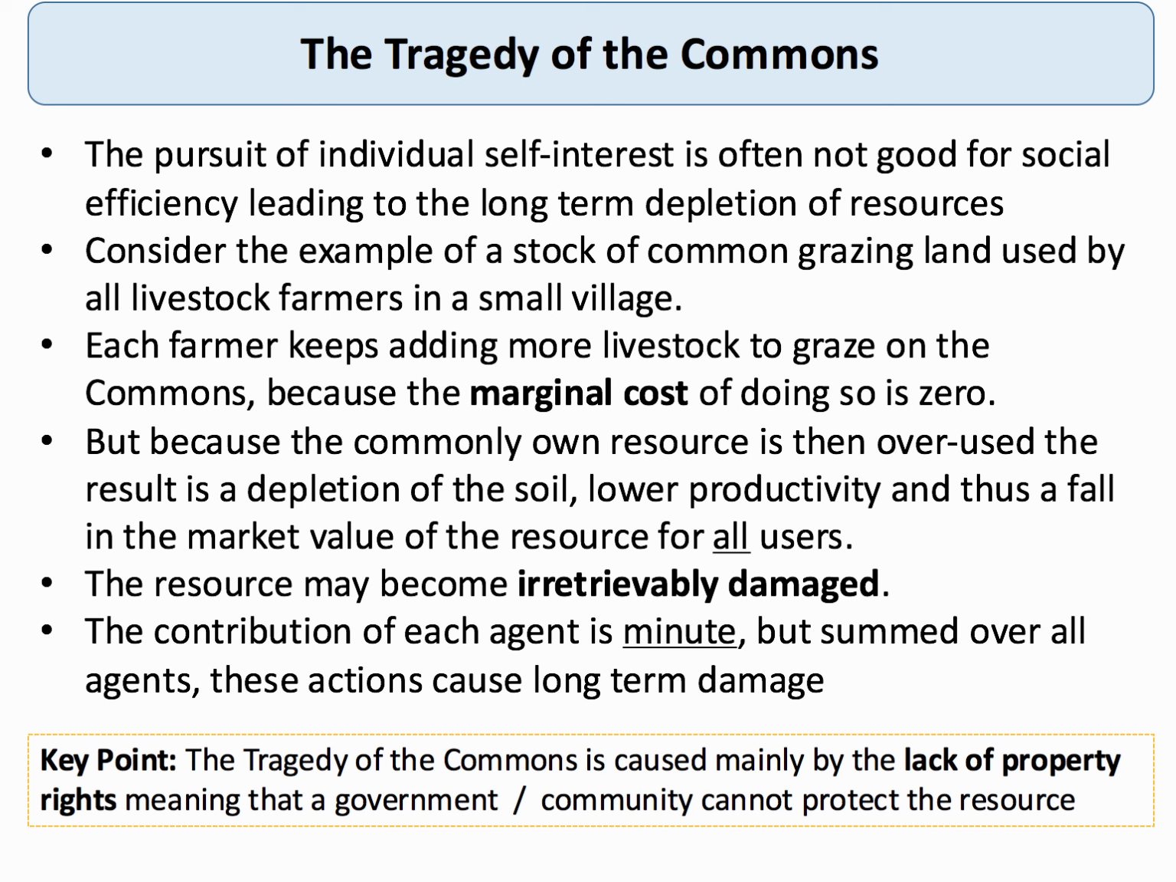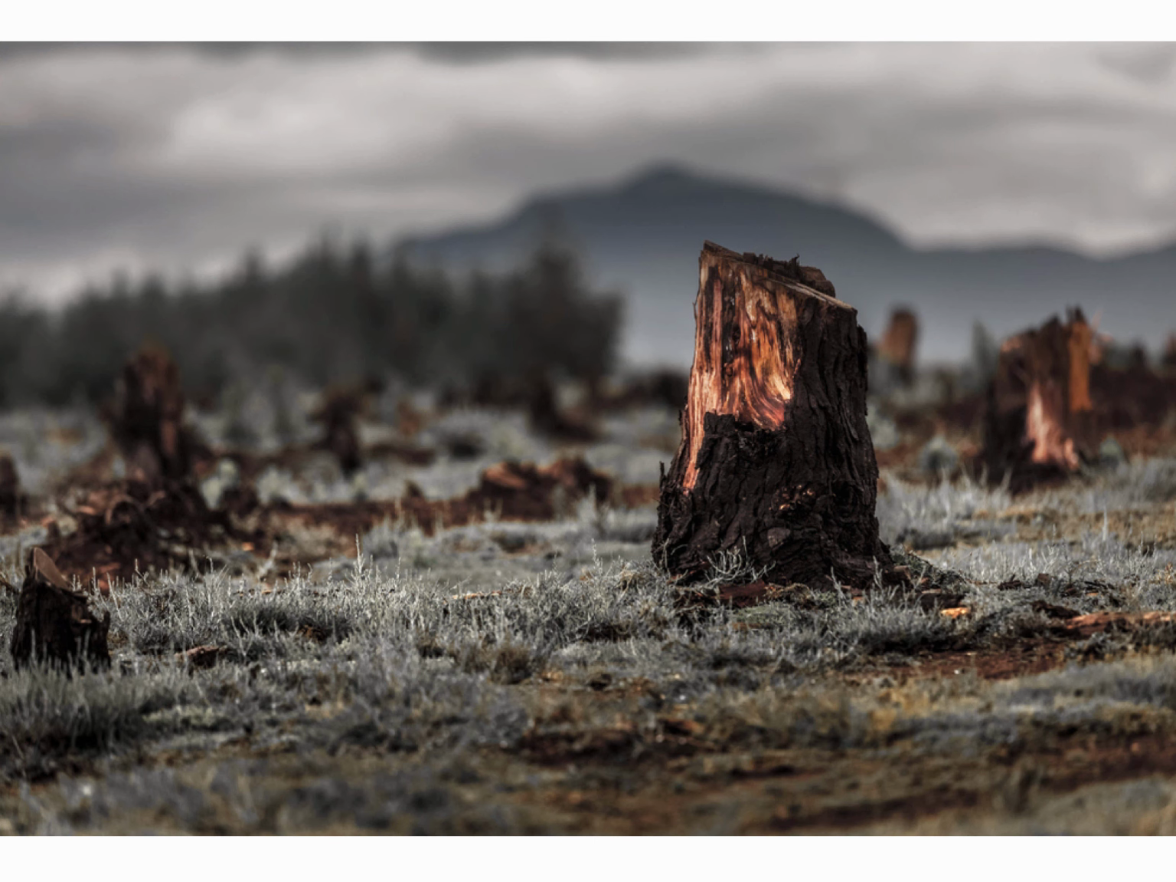The key point really is that the tragedy of the commons is mainly due perhaps to the lack of property rights, so that an authority, a government, a community cannot necessarily protect the resource. Now, some people argue that the tragedy of the commons is a reason for privatisation of land, private ownership of common pool resources. That's one interpretation of the issue.